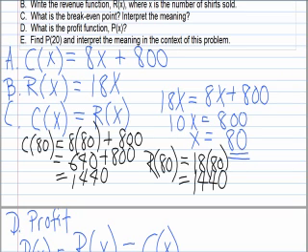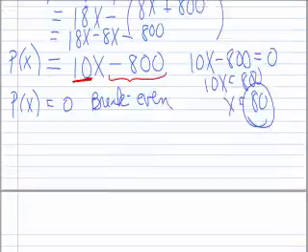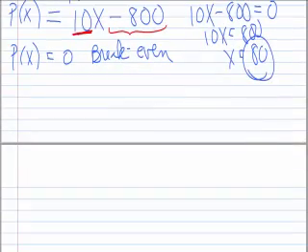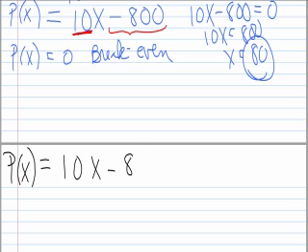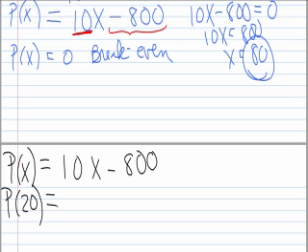Lastly, they want us to find P of 20. Find P of 20 and interpret it. So we've got this profit function or equation now, and it's 10x minus 800. And they're really asking us to find P of 20 and see what that means. Now, if you think about this in advance, you should understand, she is not going to do very well if she only sells 20 shirts. We know she's got to make at least 80 to break even. What's going to happen if she only sells 20?